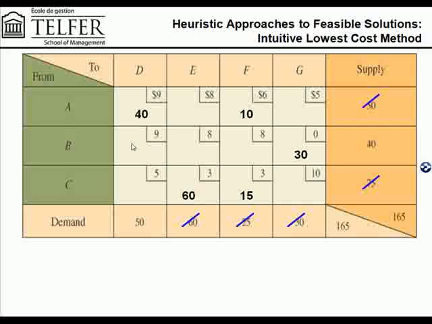Next cell below is from B to D. B can supply 40.